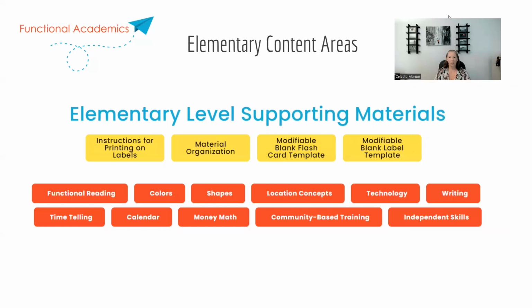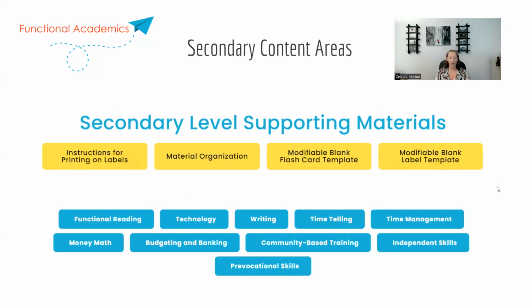Let's do a quick review of what those elementary content areas are. This is a screenshot from the functionalacademics.net site. Once you go to elementary level curriculum lesson plans and activities, we have functional reading, colors, shapes, location concepts, technology, writing, time telling, calendar, money math, community-based training, and independent skills. In secondary, you will find similar categories, similar content areas, a little bit different. Calendar is now considered time management. We have things like budgeting and banking, community-based training, and pre-vocational skills.